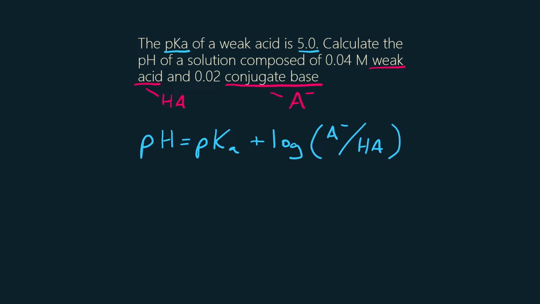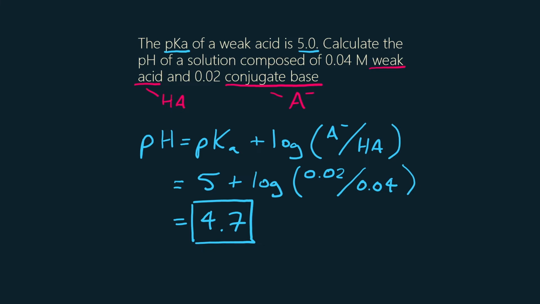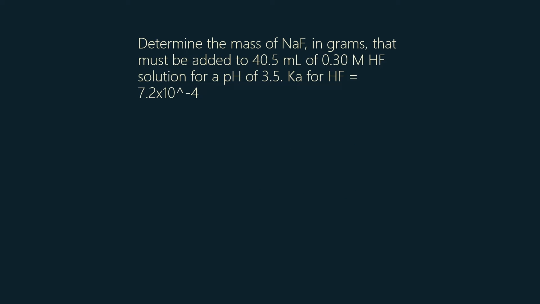So we'll put that in, and next we'll plug in our variables. Our pKa is 5, our A- is 0.02, and our HA is 0.04. Once we do this, we get our answer. So let's do another problem.